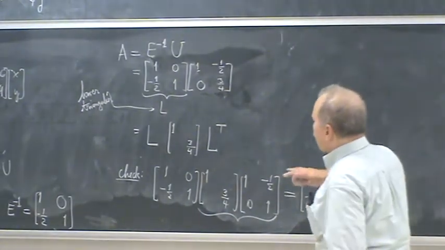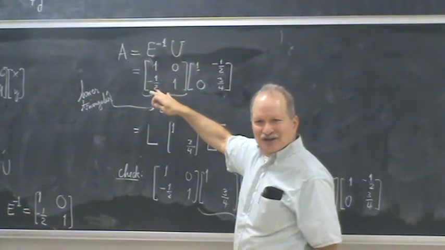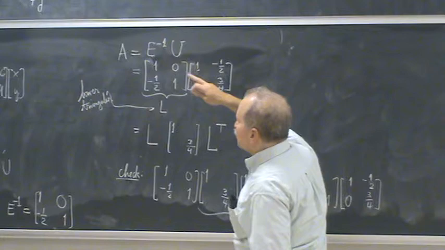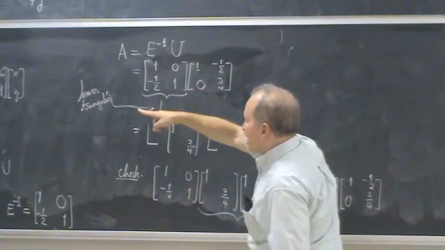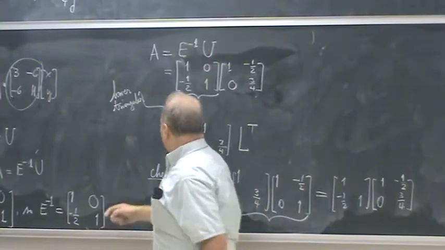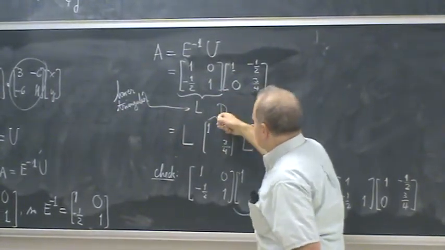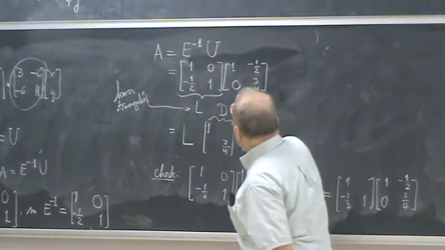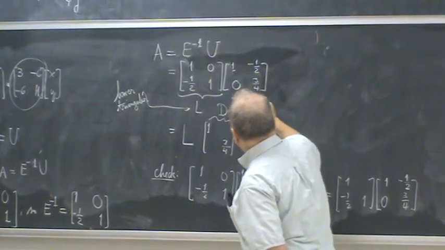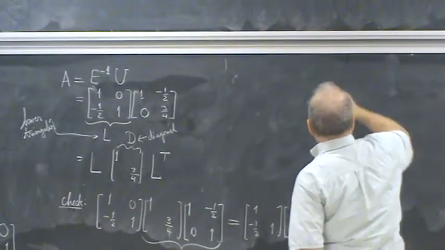So now what I'm going to do, before I reveal the inner secrets of why this is working, let's do the second example. Let's try to write this guy in the form lower triangular, D for diagonal, times L transpose. So let's try to now write the second matrix.